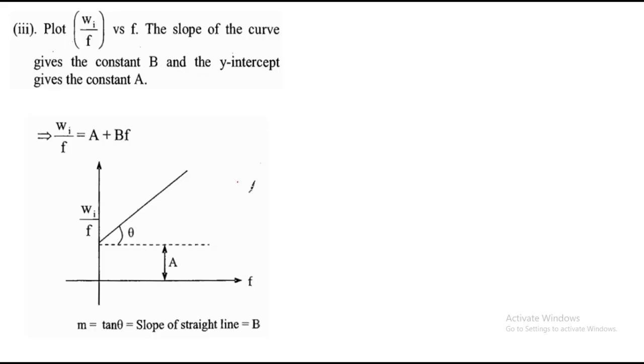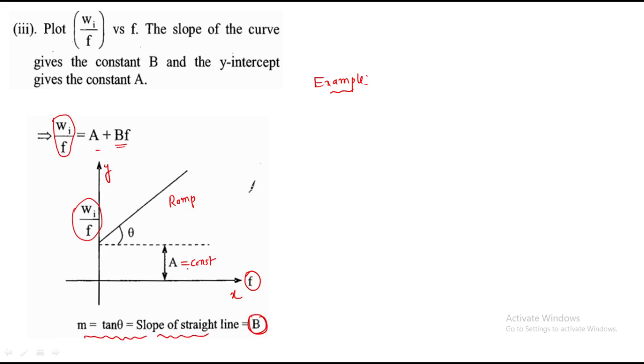So we have to draw the graph between iron loss component versus frequency. This is the y-axis and this is the x-axis. The x-axis represents F and the y-axis represents the ratio of iron loss component to the frequency. This intercept is the constant value A, and here M is the slope of the straight line, which gives the value of B. The constant magnitude is nothing but A.